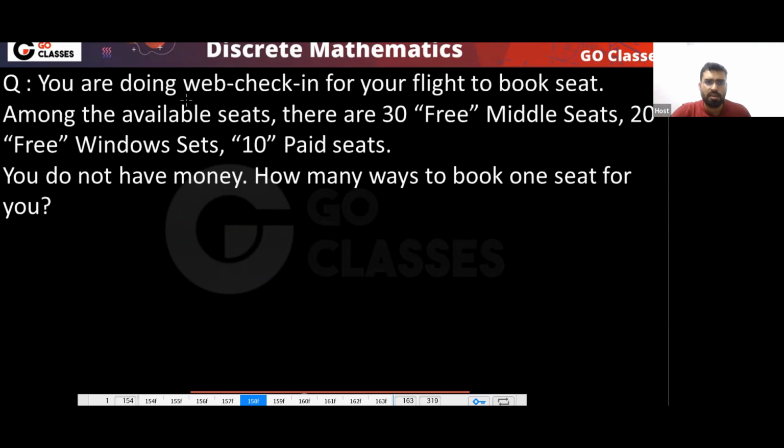Now let's see this. You are doing a web check-in for your flight to book a seat. Among the available seats, there are 30 free middle seats, 20 free window seats, and 10 paid seats. These are available seats. Now you do not have any money. How many ways do you have to book one seat for yourself? What is the answer? You do not have any money. You want to book one seat. So what is the answer?